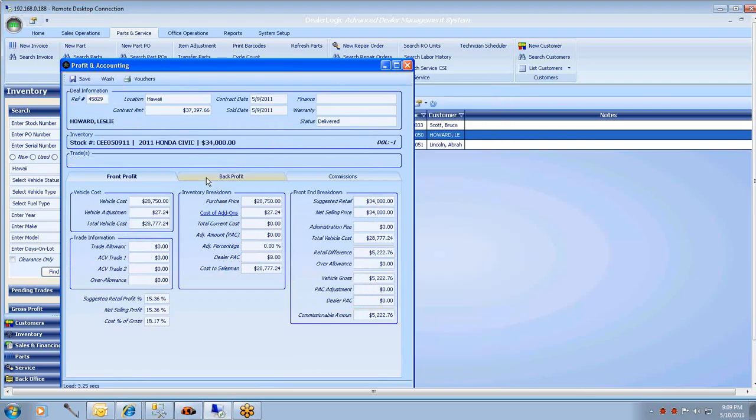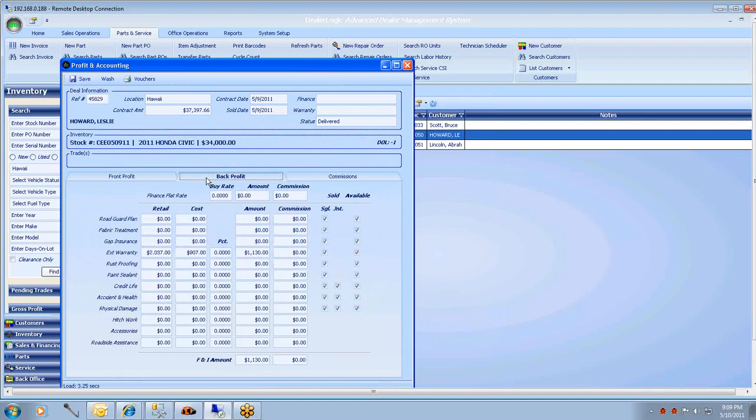Under the back profit, here my extended warranty was the 2037 we saw a moment ago. Previously I had entered my cost for selling this, which was $907, which means I will have to remit to that company $907. The difference being my profit of $1,130, and we can see that down here as a bottom line. That is the only aftermarket product that I have.